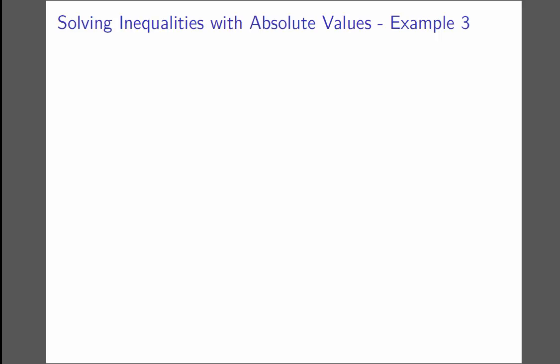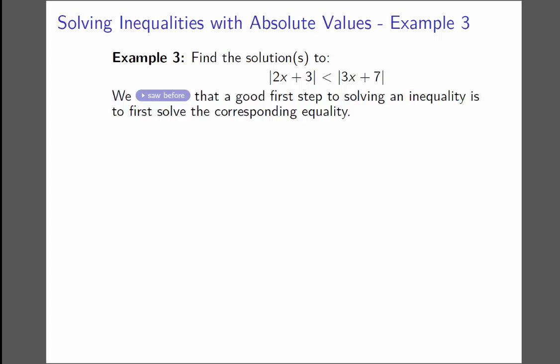In this video, we'll look at how to solve another inequality with absolute values. The difference here is that we'll find solutions to the inequality absolute value of 2x plus 3 is less than the absolute value of 3x plus 7. In previous examples, we only had the absolute value on one side. But still, it will be a good first step to solve the equality that goes along with it.